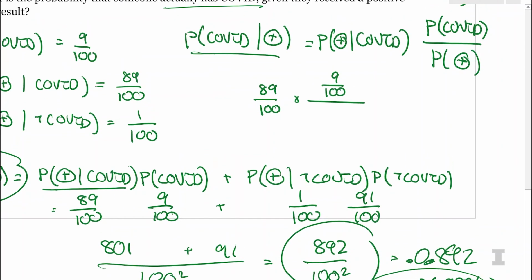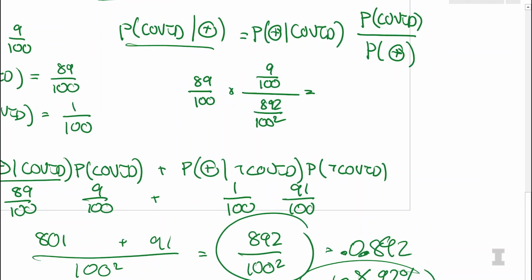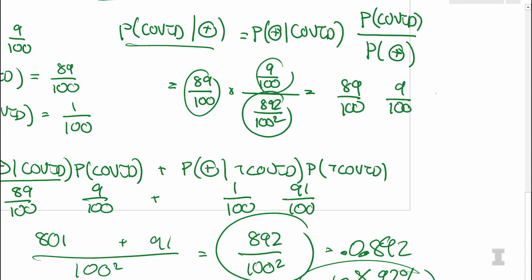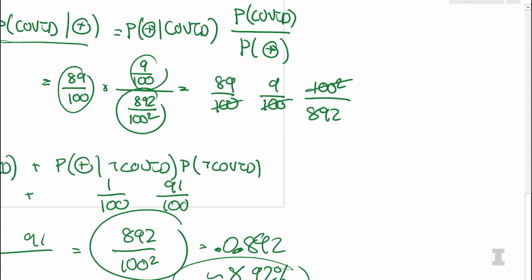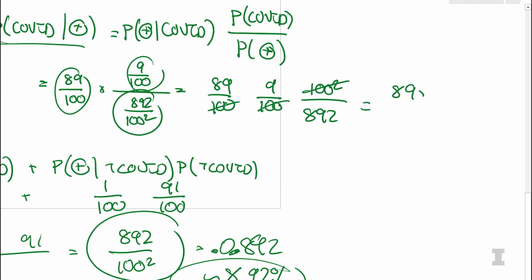So if we plug in this probability of positivity up here, we have 892 divided by 100 squared. So I'm going to take this entire thing and unroll the division. Every time you divide, you multiply by the inverse. So we have 89 times 100 for the first component, the second component times 9 by 100, and then the inverse of the division, times 100 squared divided by 892. So the hundreds cancel out, the 100 squareds cancel out. And now we have 89 times 9 over 892.